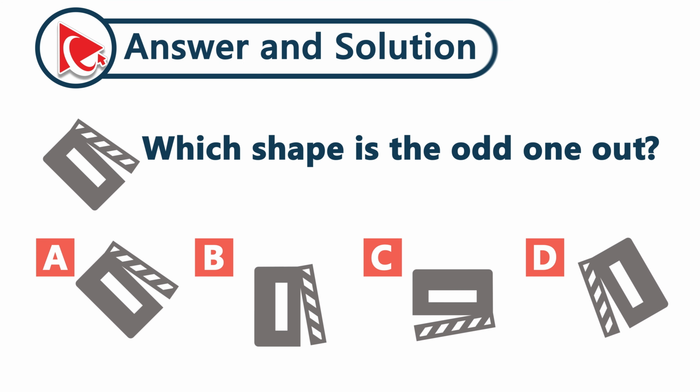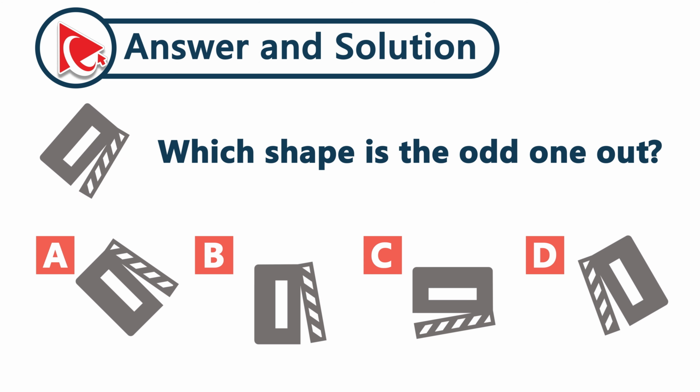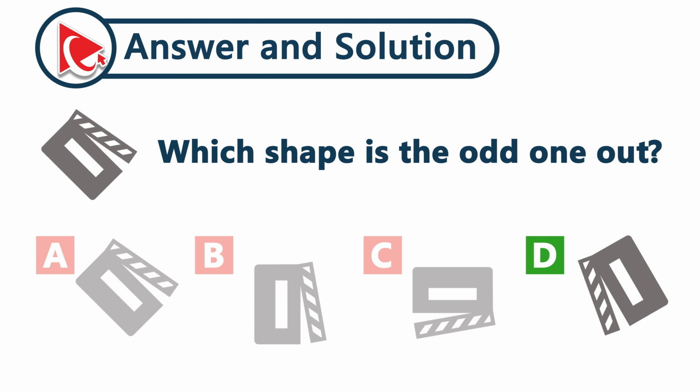Look closely. Rotate the shapes mentally. Which one faces the wrong direction? The correct answer is choice D. When realigned, D is the only shape that faces right. All others face left, making D the odd one out.